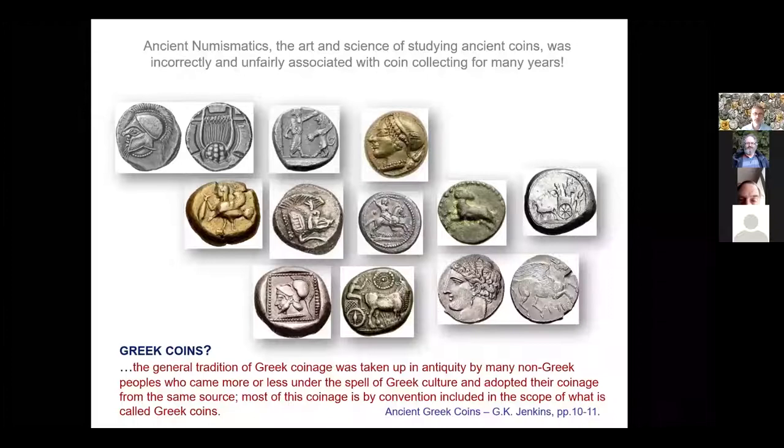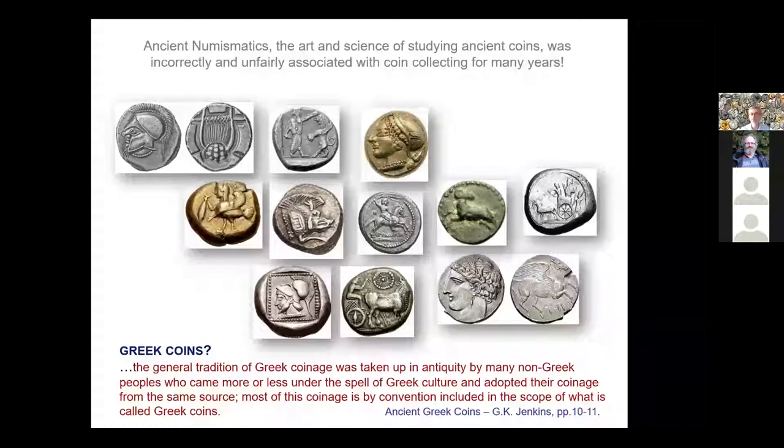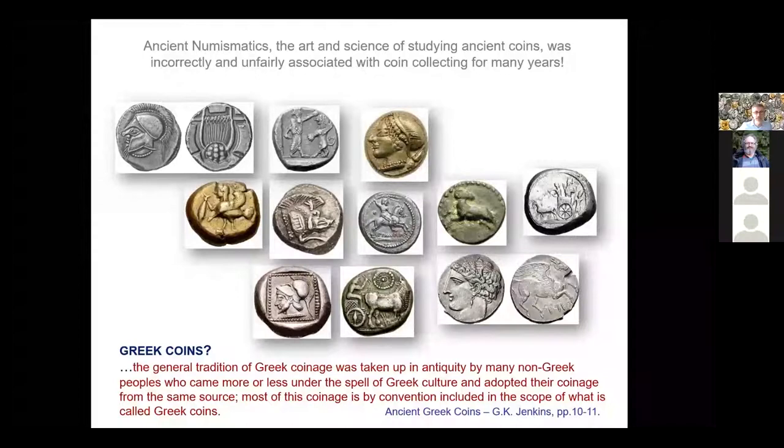But it would be extremely unfair to leave the huge field of ancient numismatics to those simple collectors. They had the money, they were purchasing valuable coins, but maybe they were studying them too. But just because wealthy people collected ancient coins doesn't necessarily mean that it should be neglected. But it was neglected for many years. And then once it was picked up, misconceptions came along. So when you look at these coins, they're all called Greek coins.